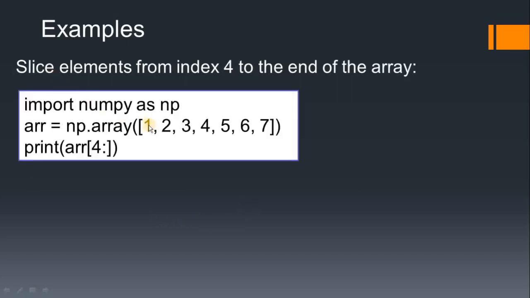Next example, slice elements from index 4 to the end of the array. The fourth position means this is the starting position 0, 1, 2, 3, 4. In the fourth position we have 5, and up to the end means 5, 6, 7. So your output will be 5, 6, 7. Got it? Up to the end means all the elements up to the ending.